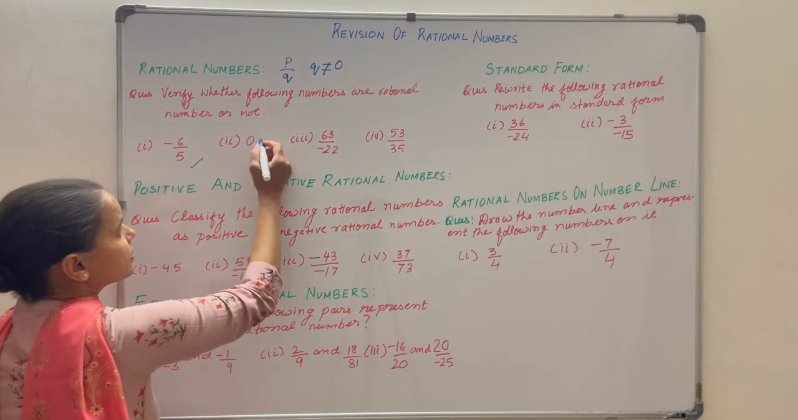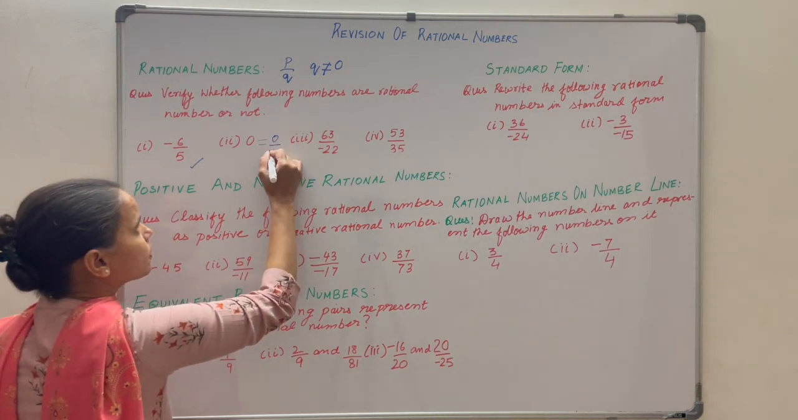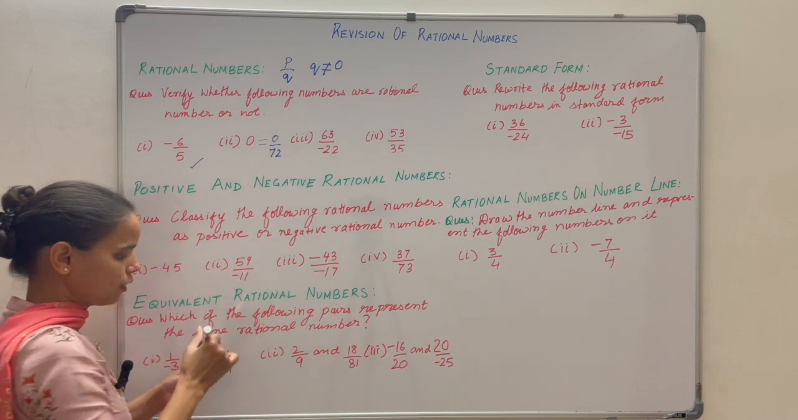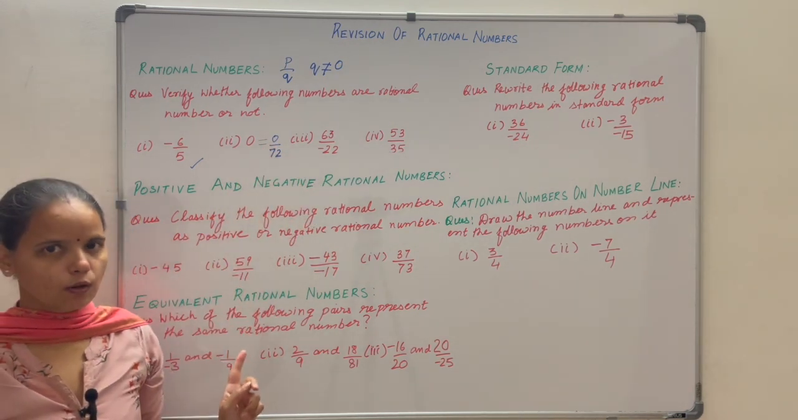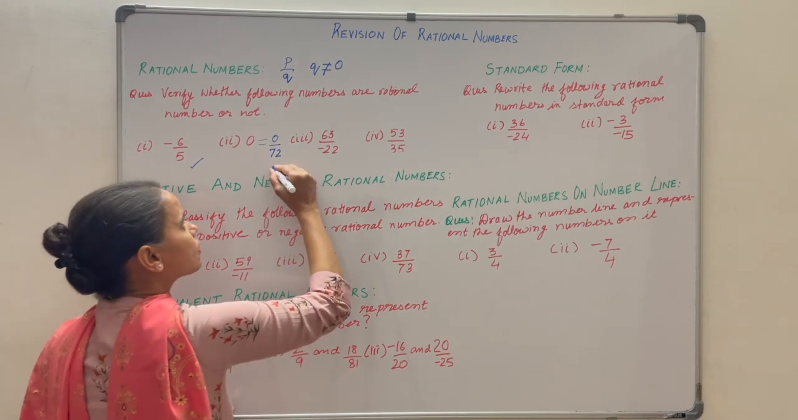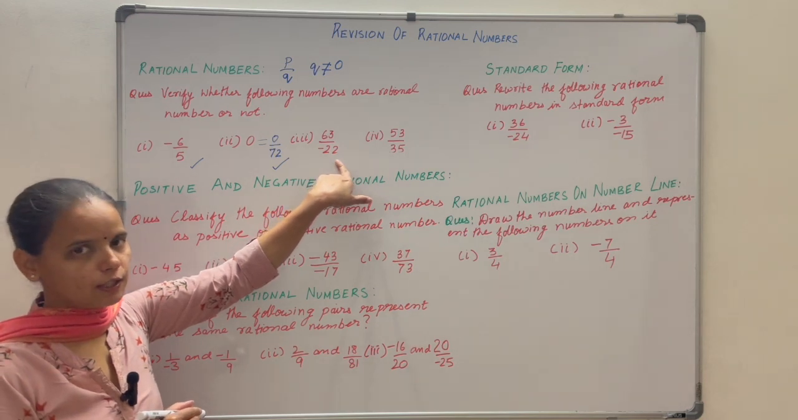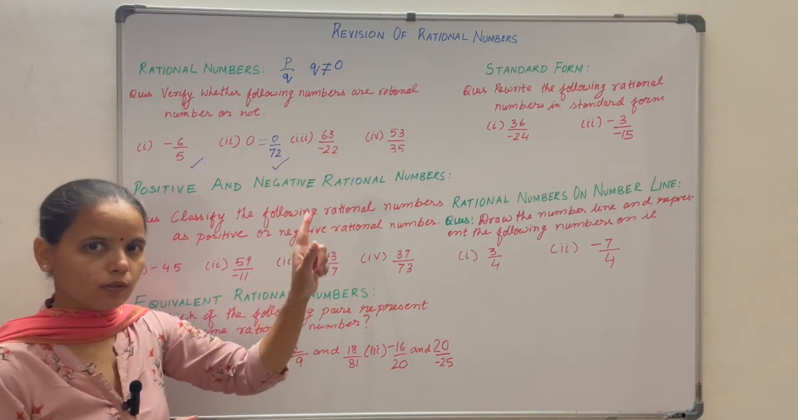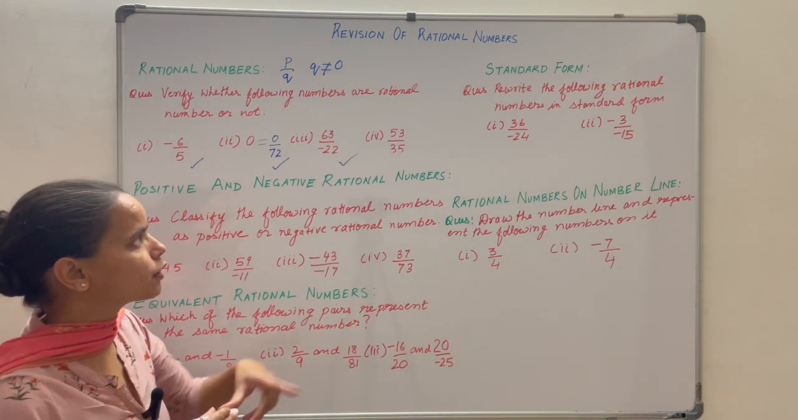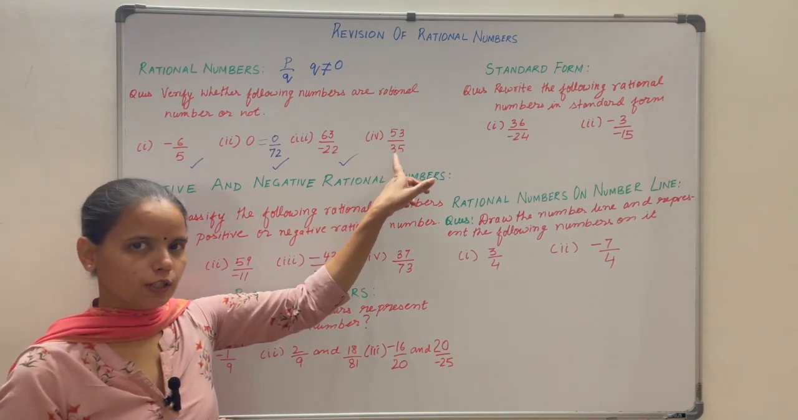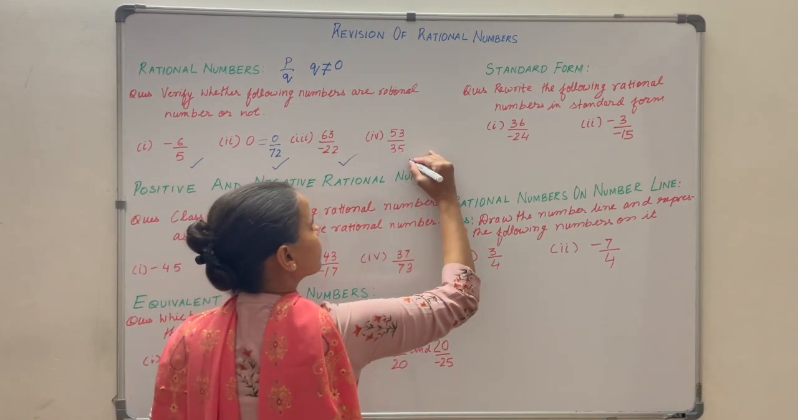0. So let us write this down in the form of P by Q. So you can write 0 upon 72. So here 0 and 72 both are integers and denominator is not equal to 0. So this is also a rational number. Here both numerator and denominators are integers and denominator is not equal to 0. So this is also a rational number. Here 53 and 35 both are integers and denominator is not equal to 0. So this is also a rational number.